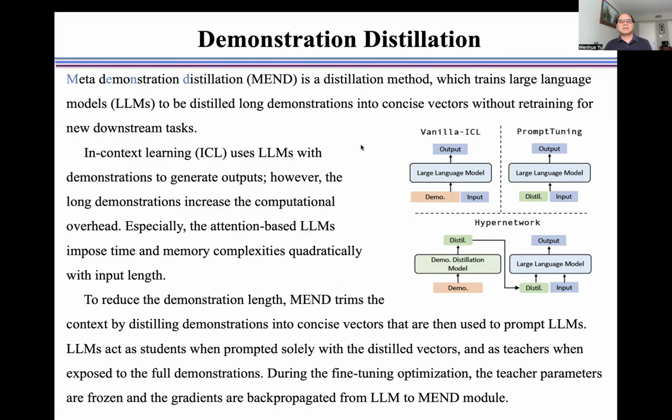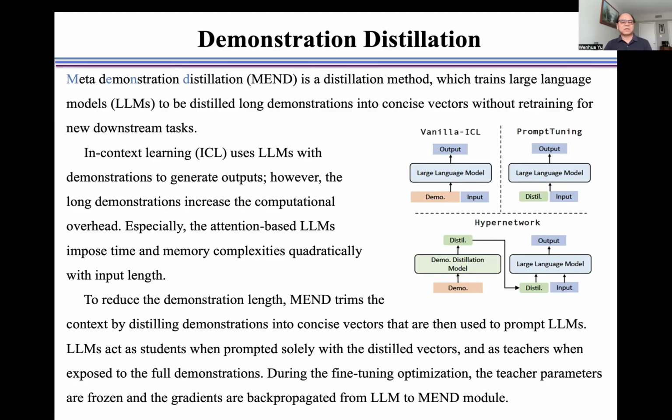In-context learning uses a large language model with demonstrations to generate outputs, as shown here. However, long demonstrations increase the computational overhead, especially since attention-based large language models impose time and memory complexity that grows quadratically with the input length. To reduce the demonstration length, MEND trims the context by distilling demonstrations into concise vectors that are then used to prompt large language models.